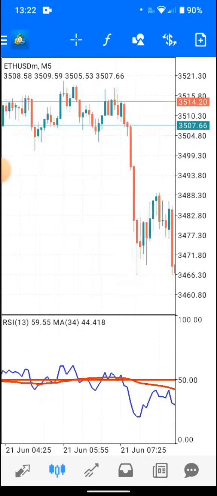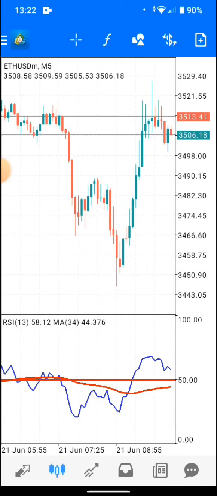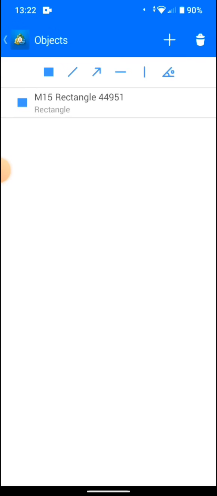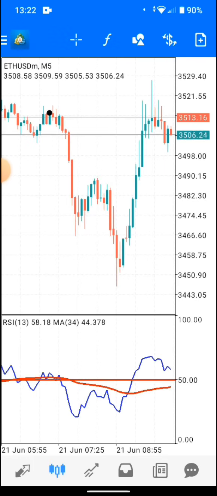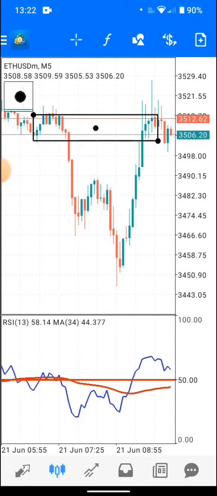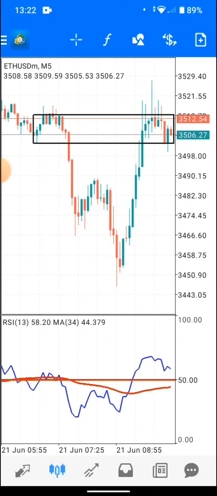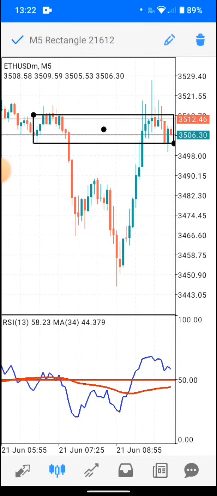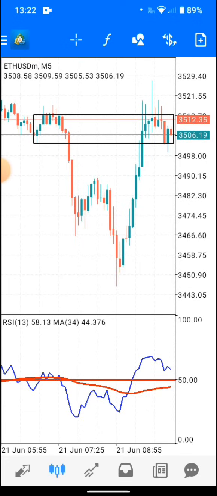So for example, when you open the chart, this is the 5 minute, you want to first mark your support and resistance. This is the resistance at the top. You draw your resistance zone. You don't want this to be a line. Okay, the zone is basically like a box. You draw this as the resistance.